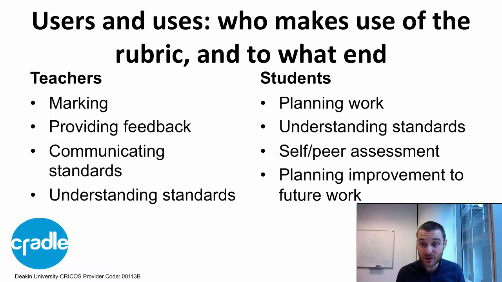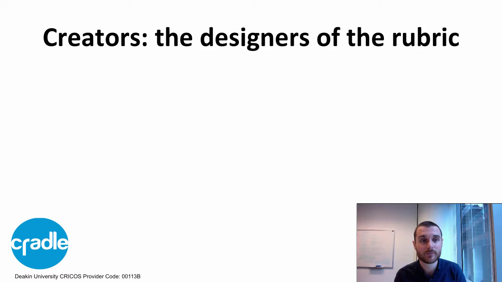A smart student will look at the rubric when they start and plan their work around it. Whether we like that or not, that's what they're going to do. They use it to understand standards and quality. They might use it for self or peer assessment, whether we organise that or not. And hopefully they'll use it to plan improvement for their future work. When we give them the marked rubric, they'll see it, they'll improve their work.